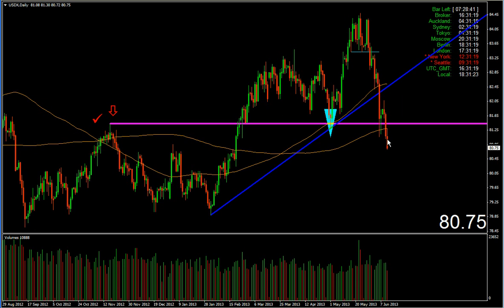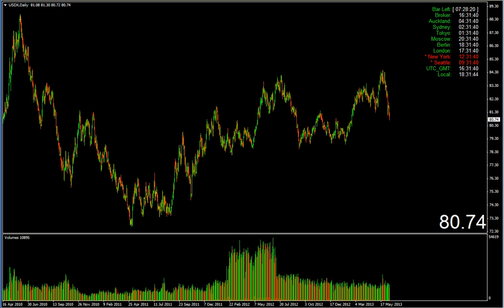Today's lows 80.70, 80.75, 74. We are trading right here, right now. So all in all, delete this setup for the dollar. I created a new one.